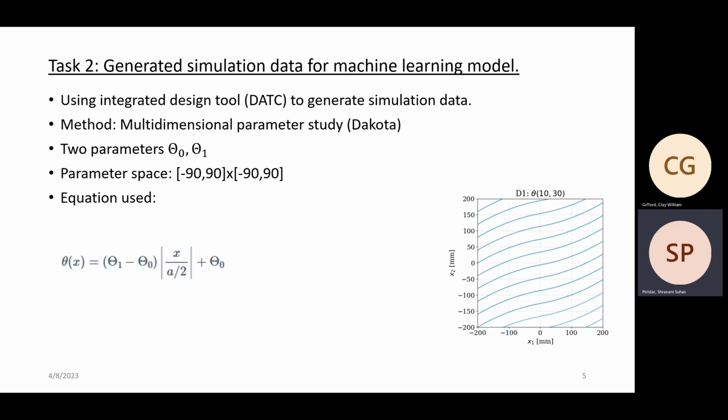So this is the design we want to use to generate this mixed fidelity data. We have two different parameters, theta 1 and theta 0, and we have used this function to describe the fiber paths. For example, if my theta 0 is 10 degrees and theta 1 is 30 degrees, then we have a fiber path as shown in this figure. The fiber paths are curved in nature here.